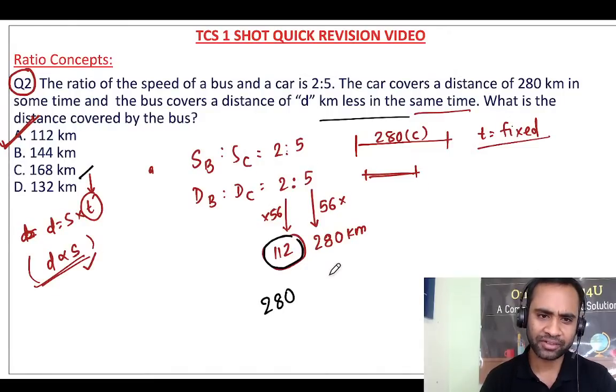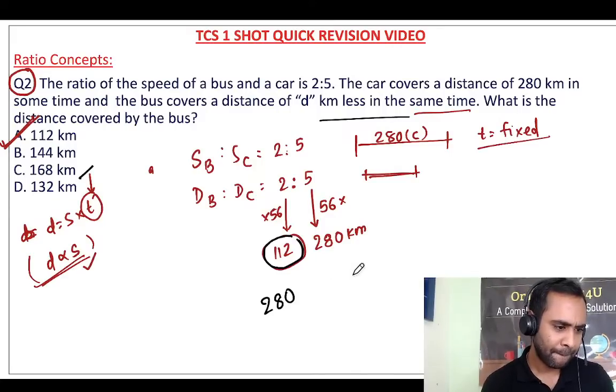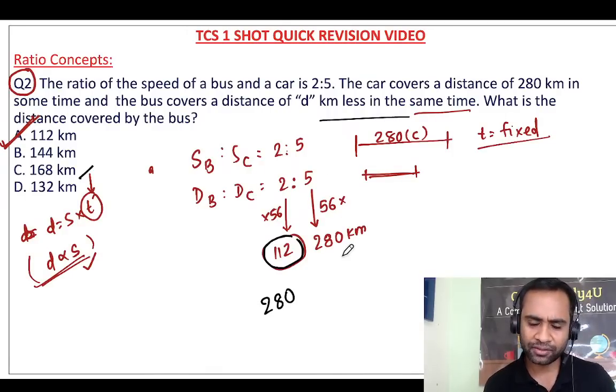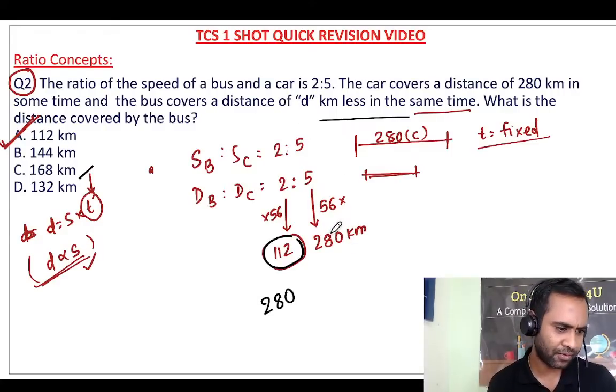How are you getting 168? It is 5, 5s are 25, 5, 6 are... It is correct, no? So 2 is to 5, 2 is to 5. No, see, this is the distance covered by the bus, man. So why are you subtracting this from this?